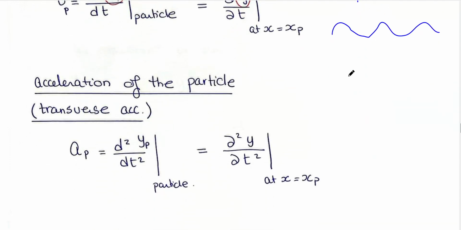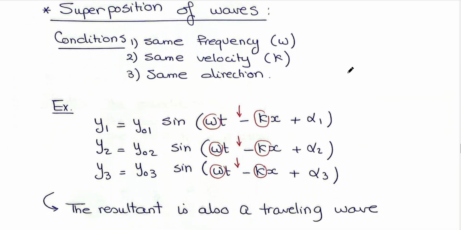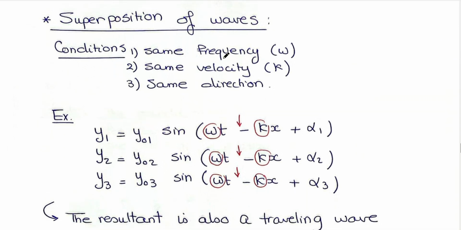And how do I add waves, or superposition of the waves? Waves are superimposed or added if they satisfy three conditions: same frequency, same velocity, and same direction. Check omega, omega, omega. So same omega means same frequency. Same velocity means if you have the same k, you will have the same velocity because v equals omega over k. Check k, k, k. Same direction, this is negative, negative, negative.